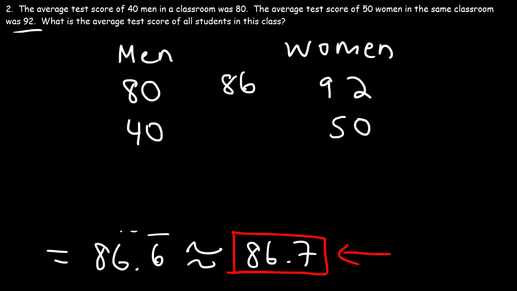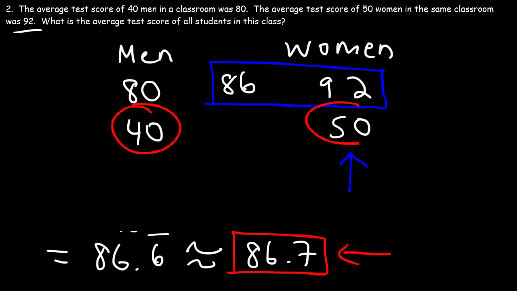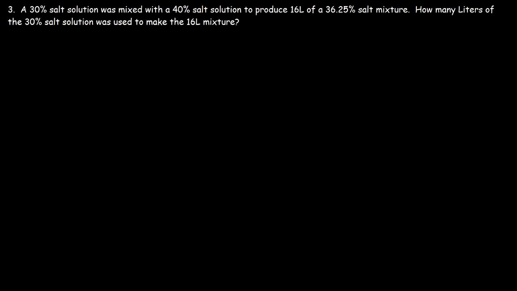However, notice that we have more women than men. So therefore, the average is between 86 and 92. Now, these numbers, 40 and 50, they're not far off. Because they're pretty close, the average is close to 86. But if we had a lot more women in the classroom, the average would be closer to 92. Now, let's move on to number 3.